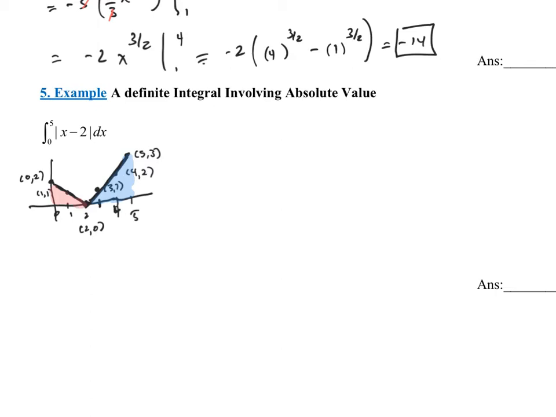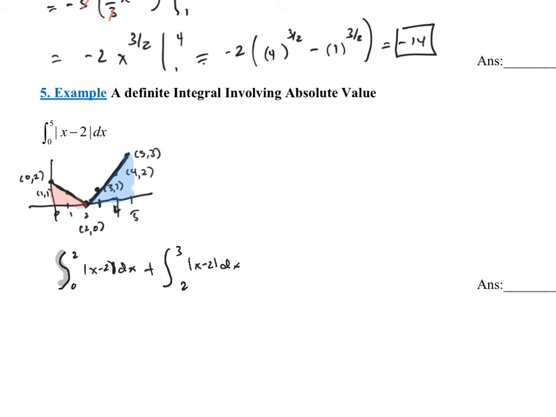Okay, so it seems to me like we could do two separate integrals here. I could look at the integral from 0 to 2 of the absolute value of x minus 2 with respect to x. And then I can add to it the integral from 2 to 3 of the absolute value of x minus 2 dx, okay?